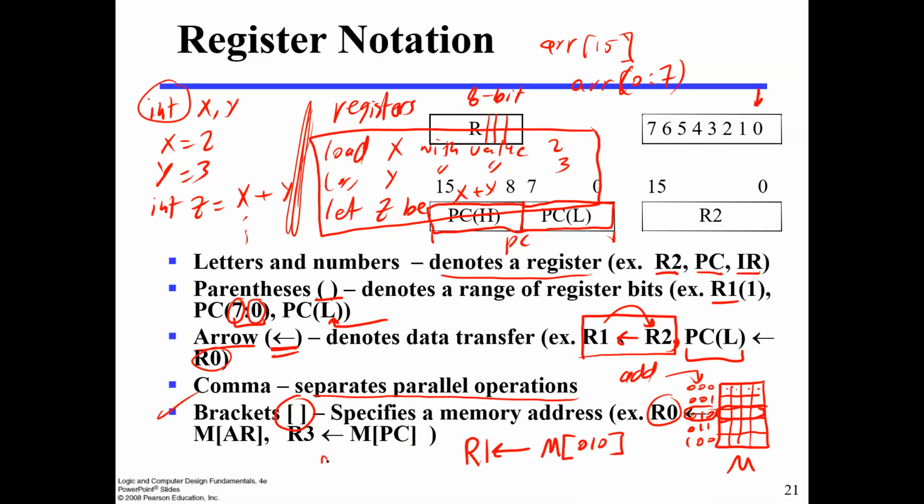Or we can define another register called ADD, meaning address, and I can assign it the value 010. So I can write R1 will take the value on memory at the given address. So between brackets, you either enter the address, or you can use a variable, or you can read the address out of another register.